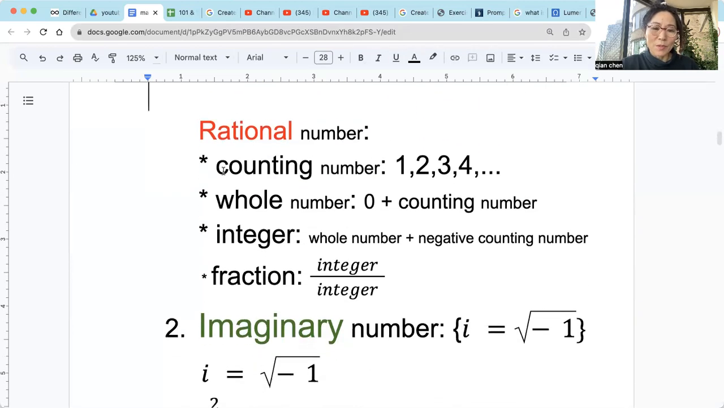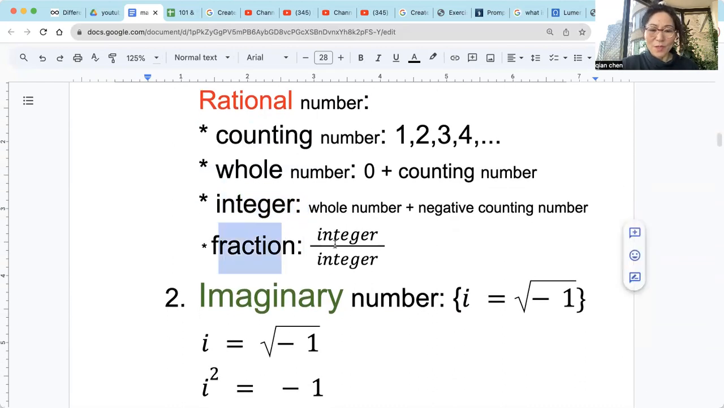So under rational numbers, one important family is counting numbers, right? How many apples we have? We start from 1, 2, 3, 4, 5. And those are called counting numbers. Then if we add 0 to the counting numbers, that set is called the whole numbers. The difference between counting numbers and whole numbers is just one number, 0. Then integers. For integers, we have the whole numbers plus the negative counting numbers. So 0 sits in the middle, right? And we have negative numbers, we have positive numbers, so the integer family.